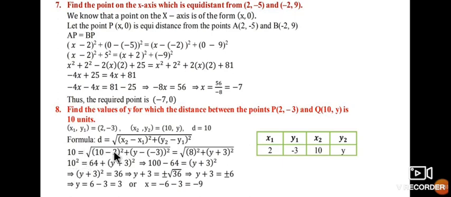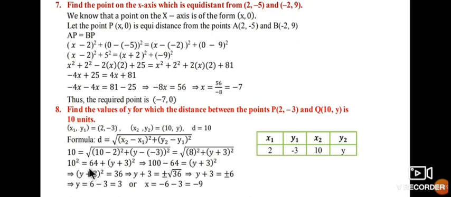Since d is given, 10 is equal to the square root of (10 minus 2) whole square plus (y minus (minus 3)) whole square. That is 10 minus 2 is 8 square plus (y plus 3) whole square, so 10 is equal to the square root of 64 plus (y plus 3) whole square. Now squaring on both sides to remove the square root, 10 square is equal to 64 plus (y plus 3) whole square.